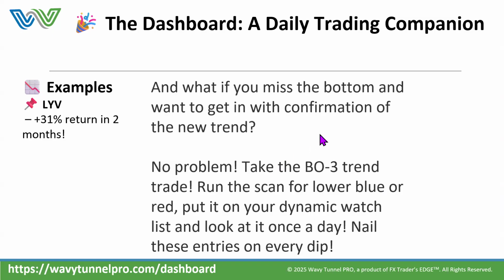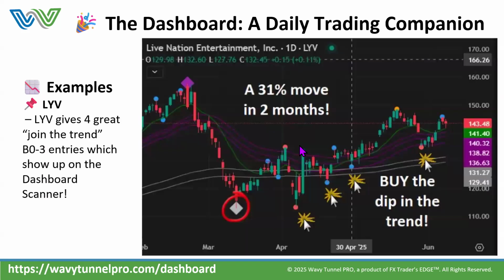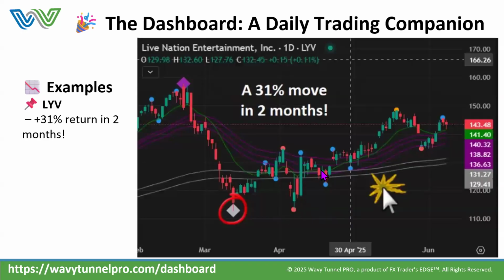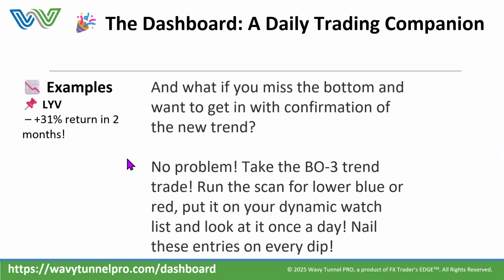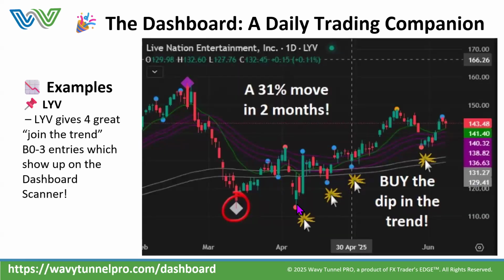Now, what if you missed the bottom and wanted to get in with confirmation of the new trend? So up here, we have a lot of zigs and zags, right? So what if you don't get in here? Maybe you can get in here. Maybe you can get in here. Well, you can. That's the breakout 3 trend trade. So you run the scan for lower blue or red, put it on your dynamic watch list, and look at it once a day, and then you can nail the entries on the dips. And where I have these arrows is where you would get notified, where you would be able to enter again if you miss this. Okay, and here's another one.